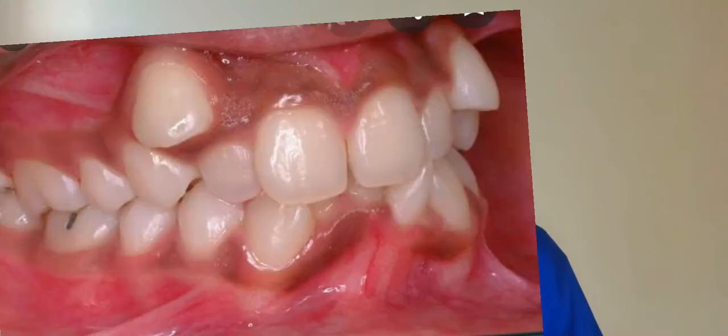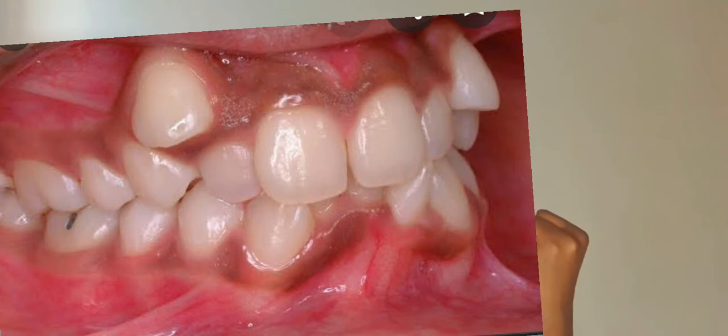Then your slides, guys, go on to talk about malaligned teeth. Malaligned teeth, ladies and gentlemen, are basically teeth that are not in their correct positioning or are not correctly aligned into the dental arc, be it in the maxilla, in the mandible, or in both.